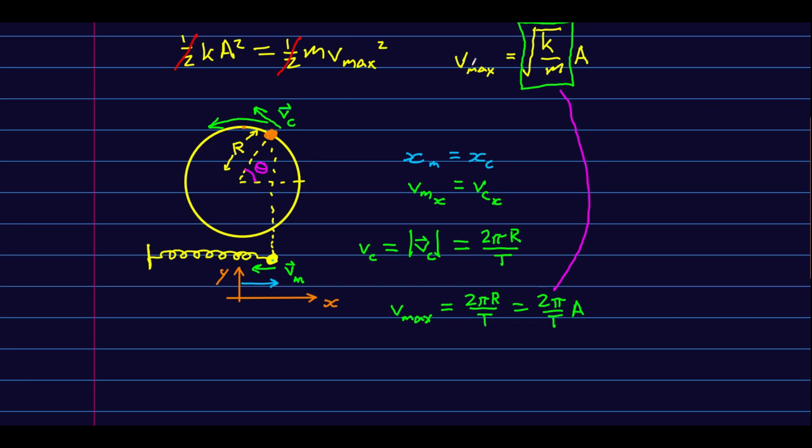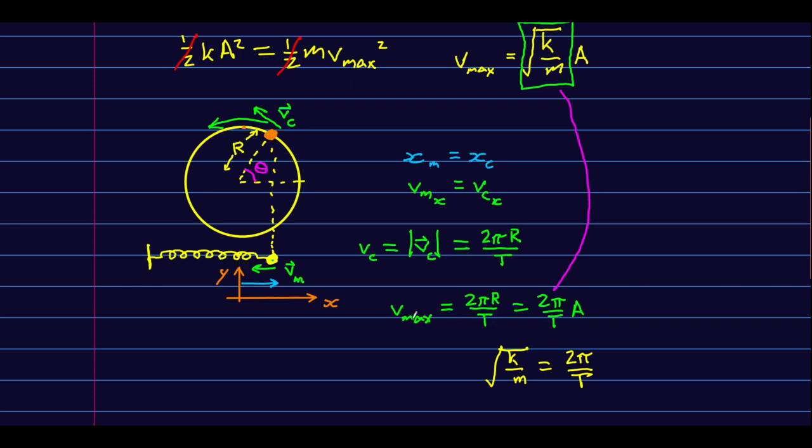And if you compare that with this expression up here, you can see something rather interesting. Just comparing, Vmax here is proportional to A, and the proportionality constant is root k over m. And here, Vmax is proportional to A, and the proportionality constant is 2 pi over t. And so apparently it's true that... So we've actually got a bonus.